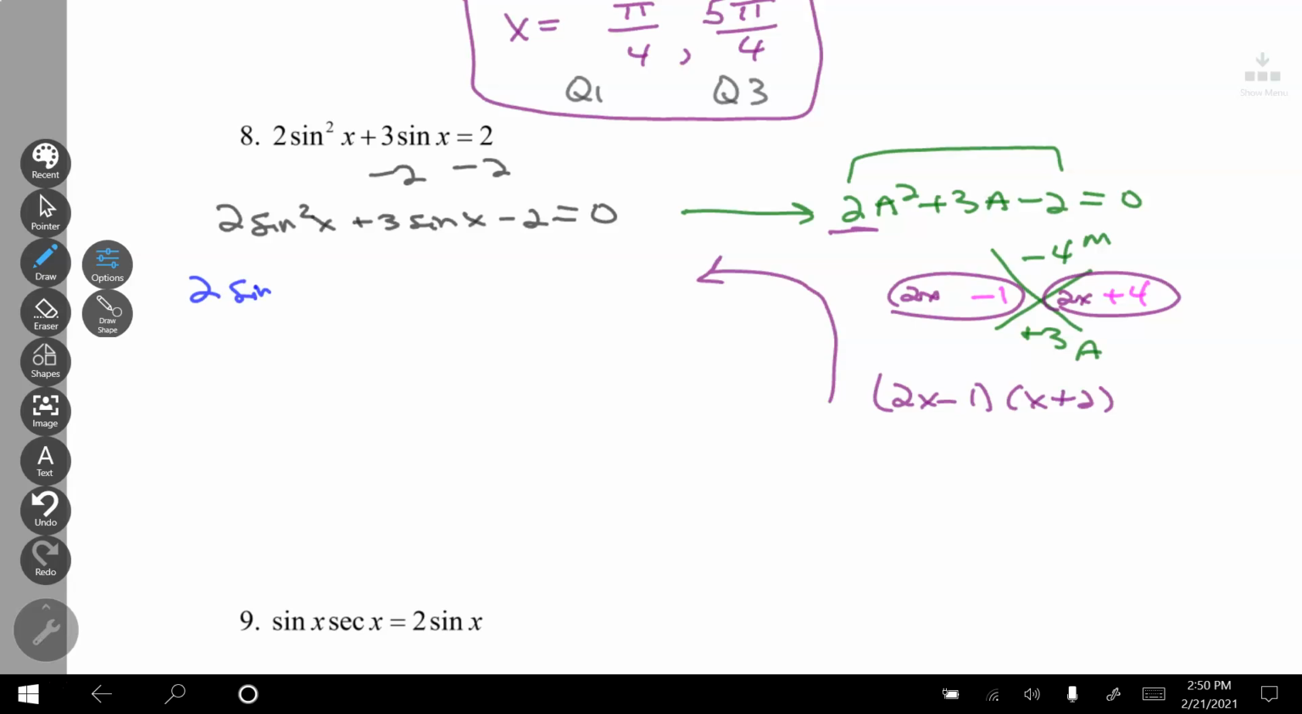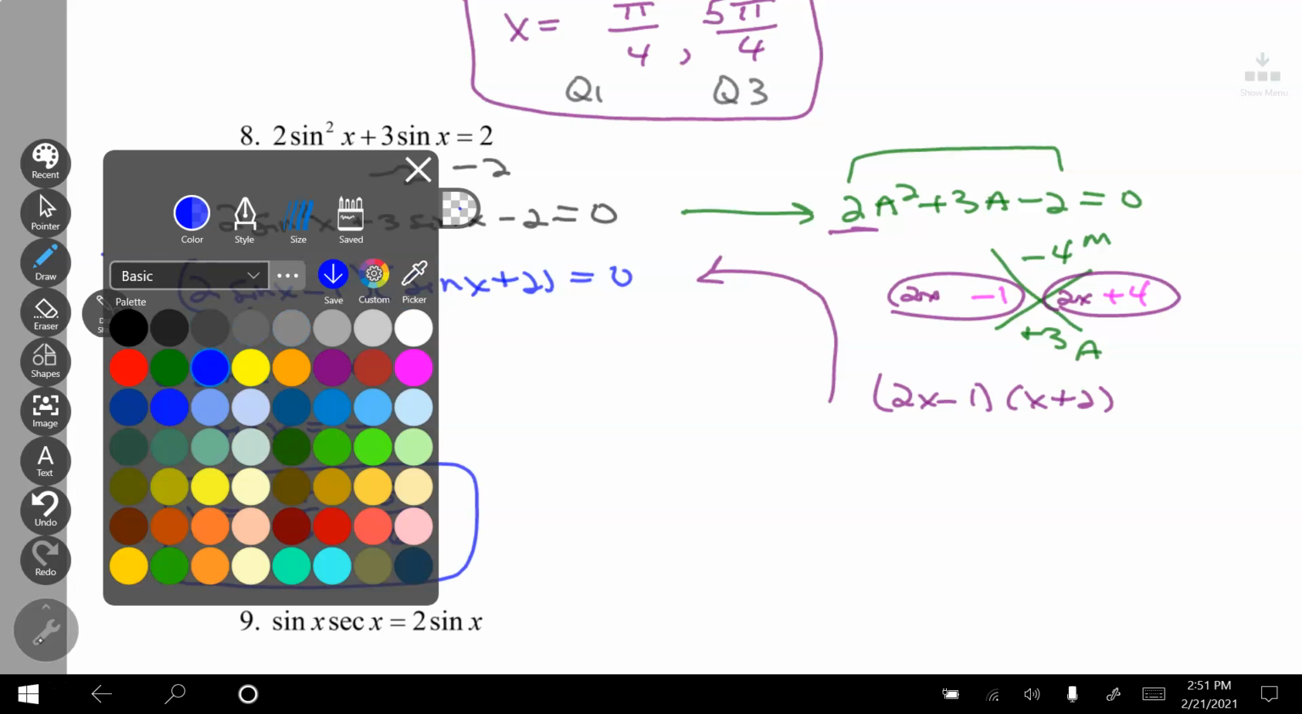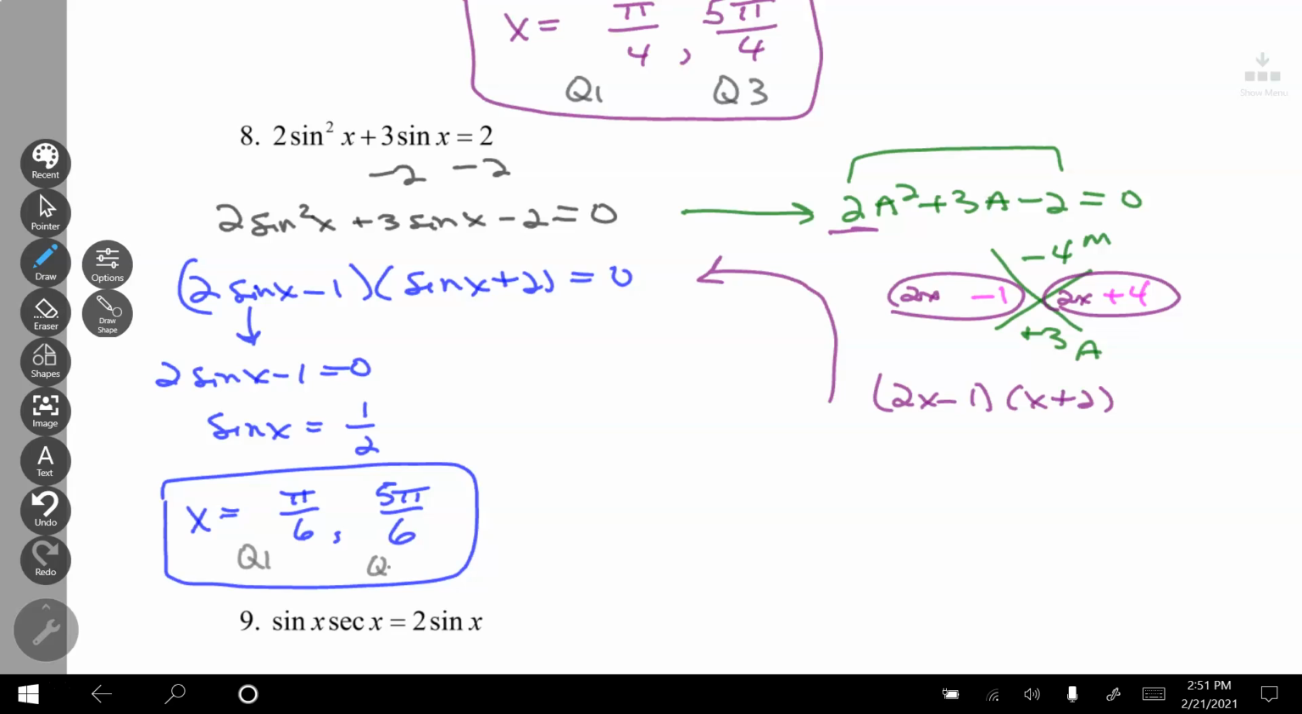2 sine x minus 1, sine x plus 2 is equal to 0. Again, I can set each of them equal to 0. Add the 1 and divide by 2, and I think we've done this earlier. Sine equals a half in quadrant 1 at pi over 6, and another pi over 6 would be in quadrant 2, and that's going to be 5 pi over 6. So that's my double solution. Quadrant 1 and quadrant 2.